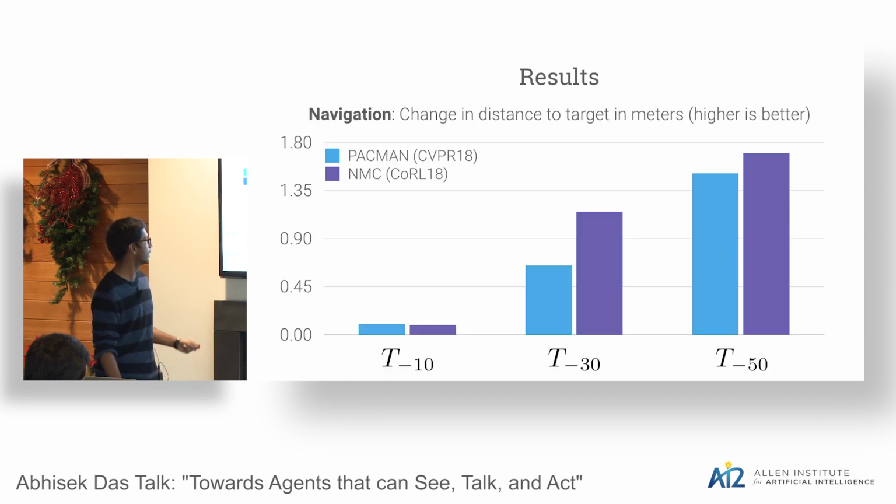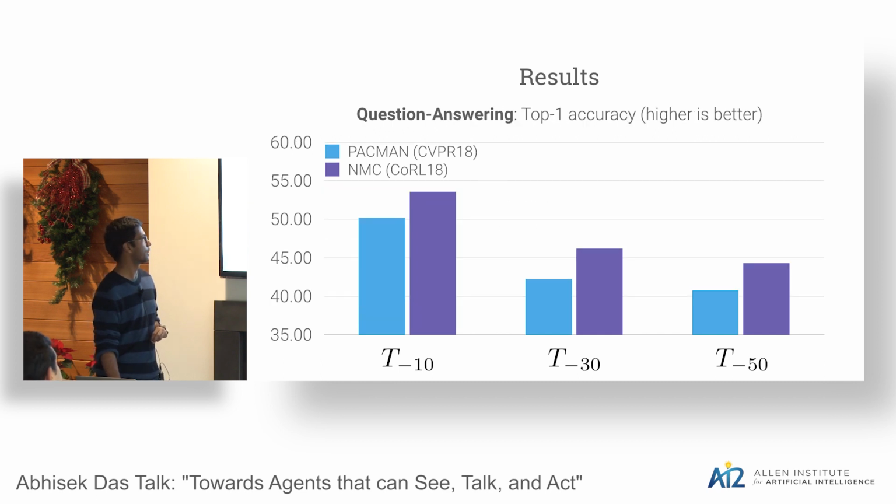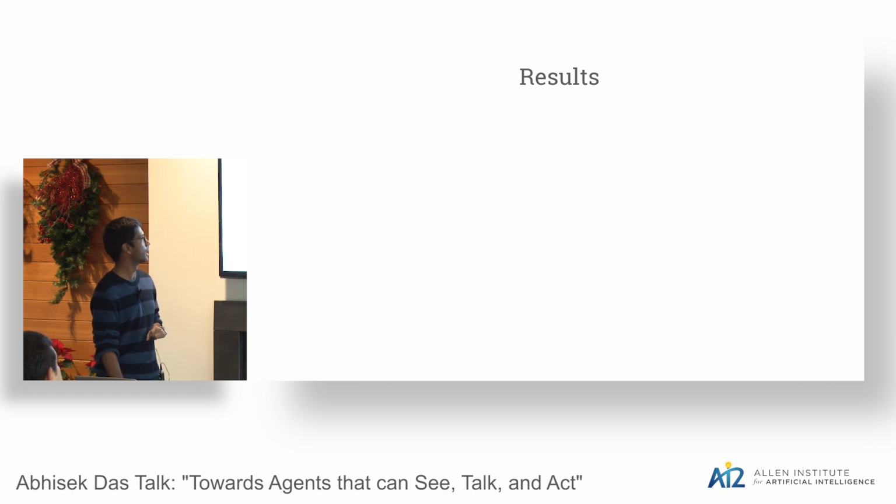So coming to results, in terms of change in distance to target, where higher is better, this does slightly better than the model I described earlier. And in terms of question answering performance as well, this performs slightly better than the model I described earlier.